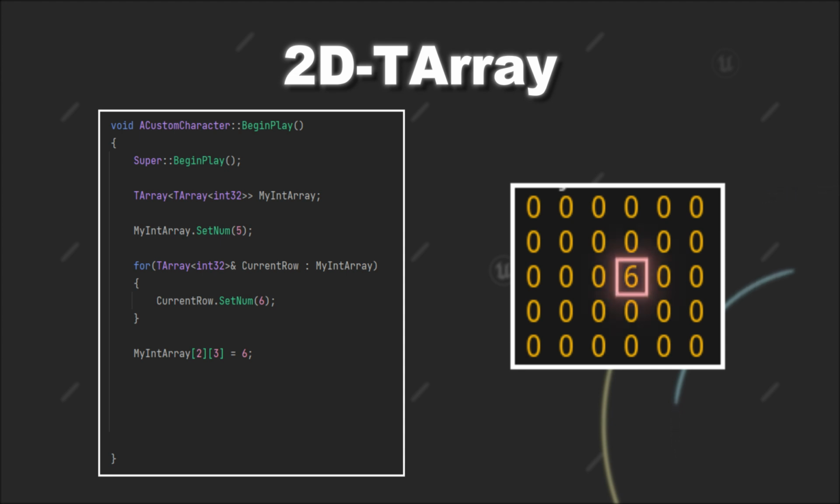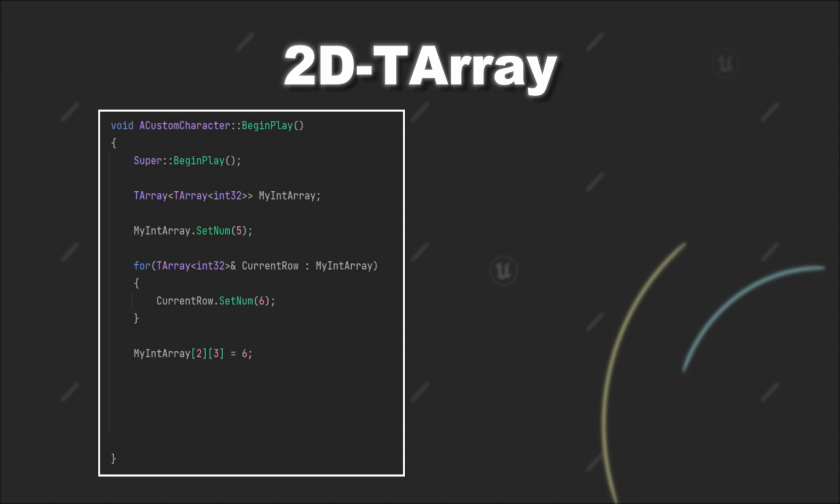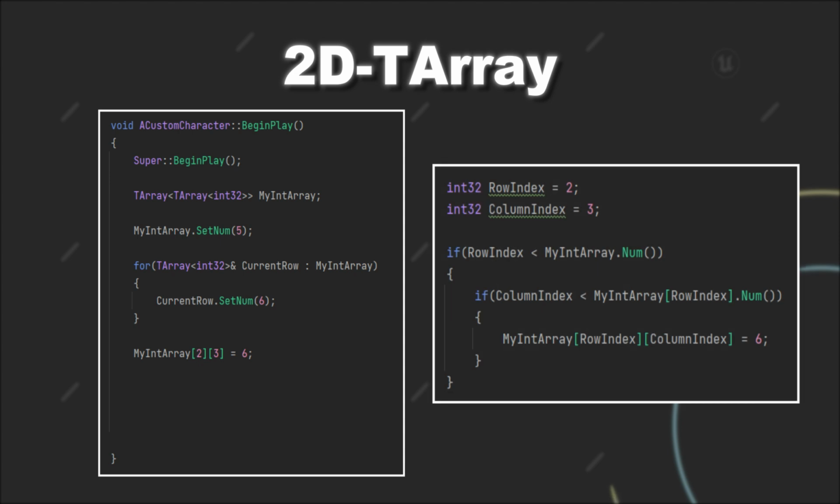If we now log again the content of our array, you will see that the value in row 3, column 4 is 6. Obviously, like when using normal TArrays, if you would try to access an index that doesn't exist, you will cause an error, which can lead to a crash. Therefore, if you index your arrays, also your two-dimensional arrays, always wrap it in a check where you see if the indices that you are using are valid.